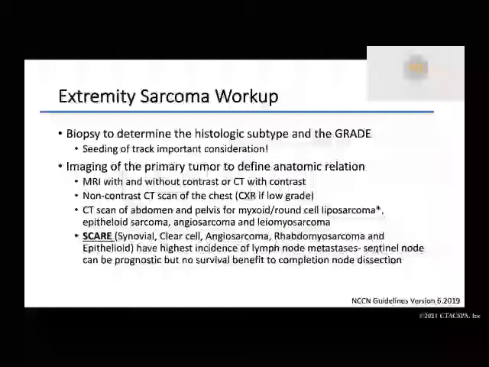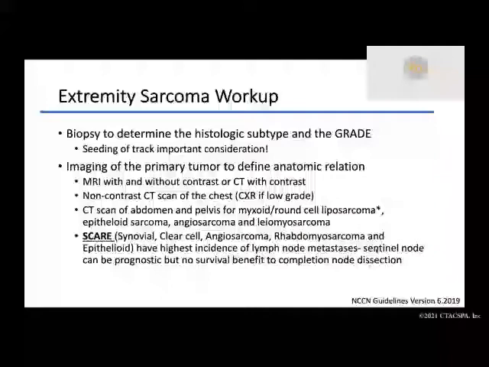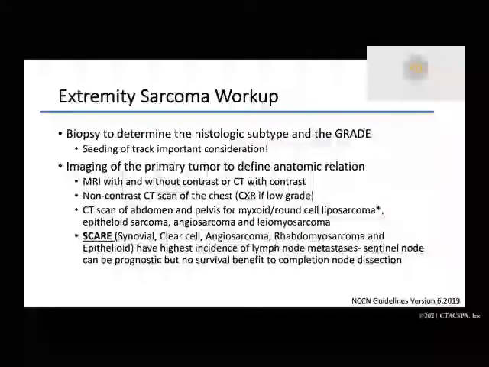How you do your core needle biopsy is really important because you have to actually excise that tract. Sarcomas are some of the subtypes that actually can seed other areas, and the classic teaching is we remove all of our biopsy location sites.